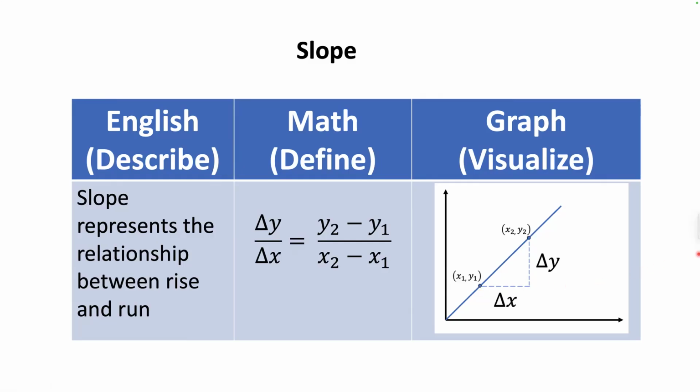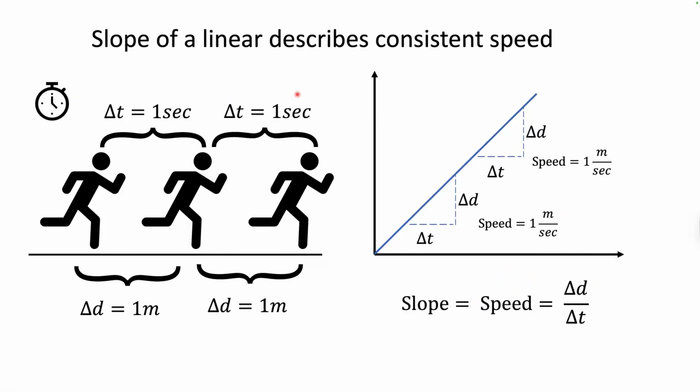The slope of a line describes consistent speed or rate of change throughout the interval. Someone is consistently running the same distance in the same time. This is called consistent speed, or the same rate of change, since the difference in distance over time is the same throughout the whole interval.